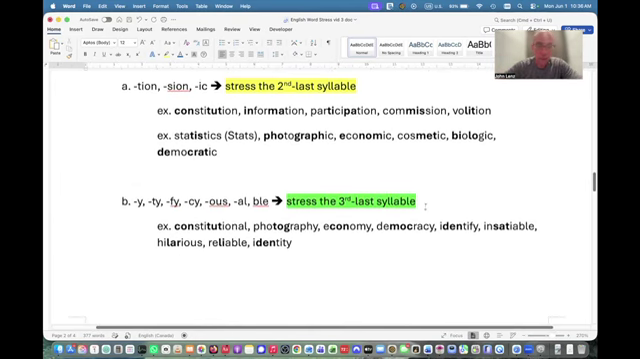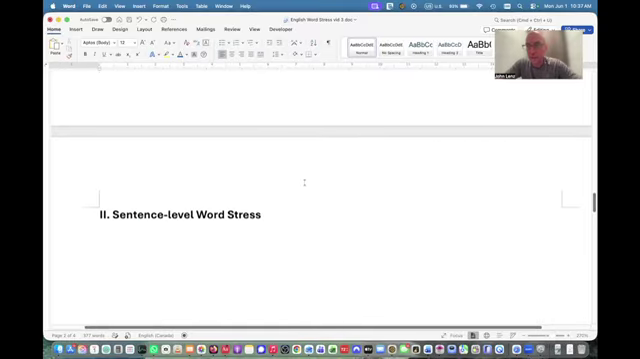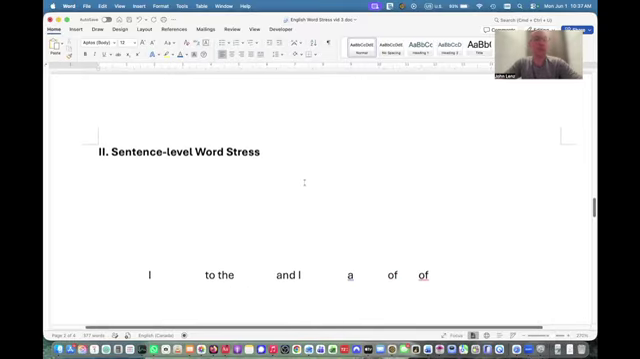Then we looked at the other group of words that tell us to stress the third last syllable. That changes everything. So all of these y endings, as well as a few other ones. So we ended up with constitutional, photography, which is very different than above here, photographic. Okay, so that's kind of what we covered last time. So let's move on. Today we're going to move on to sentence level word stress.